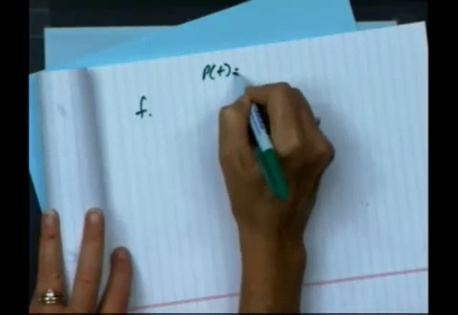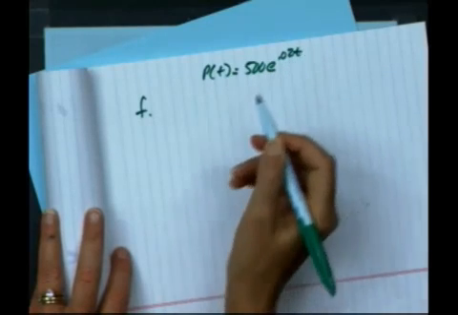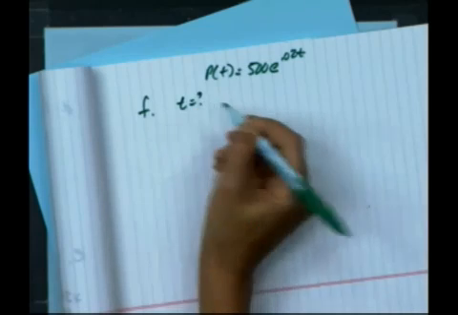Part F. And the problem again is P of t equals 500 e to the 0.02t. All right, the question is when, so we're going to be looking for a t, will the insect population double?